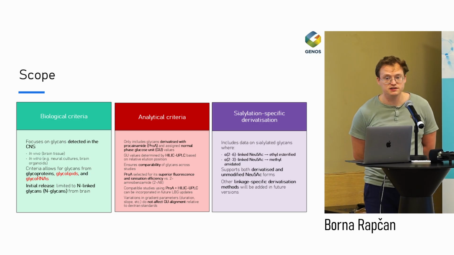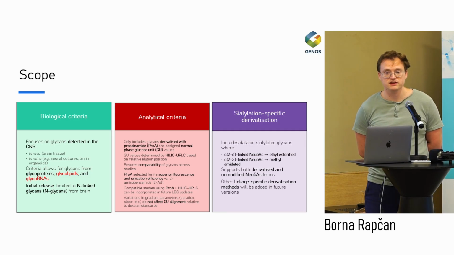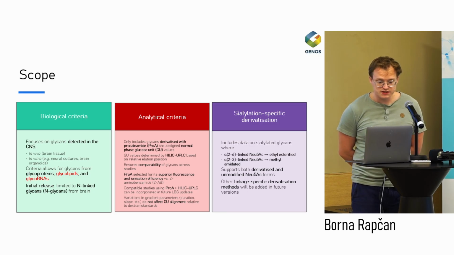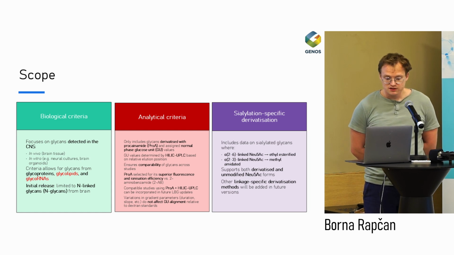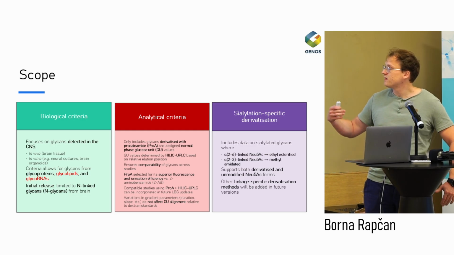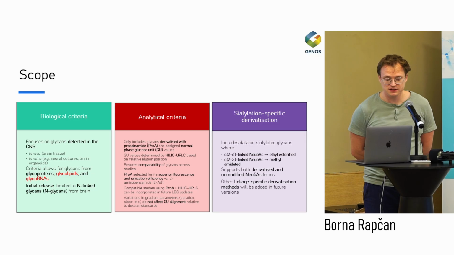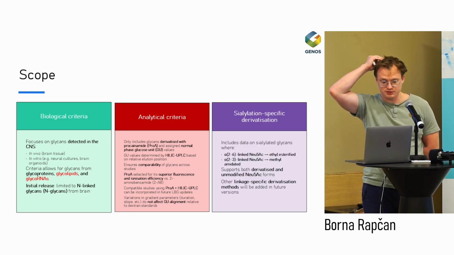When it comes to analytical criteria, we also need some kind of standardization, because if we start combining different methods, different labels, different strategies, it's going to become a mess and it's not going to be comparable, and in the end it won't be that useful. So in order to combat that and to help our database be more useful, we limited it to procainamide-labeled glycans with assigned normal phase glucose units, or GU values, determined by HILIC UPLC analysis.